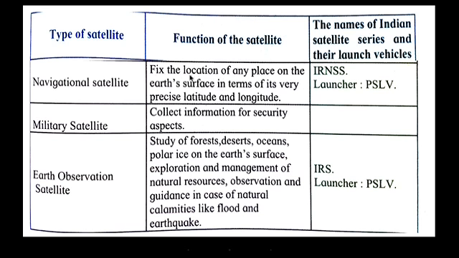Navigational satellite. To fix the location of any place on the Earth's surface in terms of its very precise latitude and longitude. The satellite used is IRNSS, and its launcher is PSLV. Military satellite. To collect information for security aspects. An Earth observation satellite to study forests, deserts, oceans, polar ice on the Earth's surface, exploration and management of natural resources, observation and guidance in case of natural calamities like flood and earthquake. The satellite used is IRS, and its launcher is PSLV.